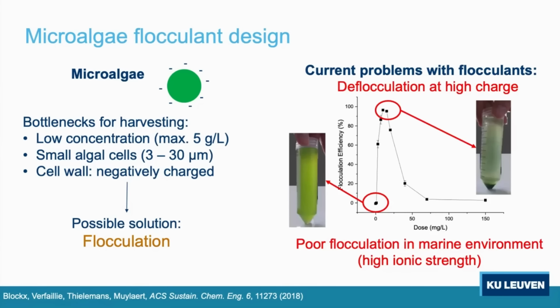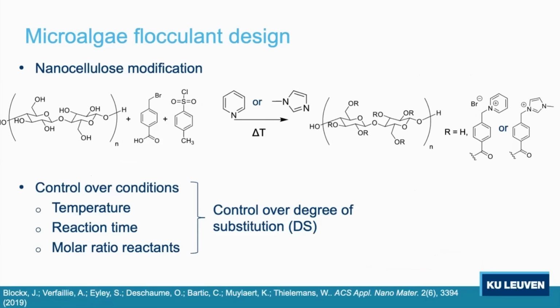restabilize your suspension again. The second thing is that the most interesting microalgae from a sustainability point of view are grown in marine water, in marine environments, so in salt water, because we have a lot more salt water. And most flocculants don't work in high ionic strength because they coil. We have a benefit. We have CNCs. They're rigid. They cannot coil. So we made CNCs with positively charged groups, pyridinium and imidazolium groups, and we can control the degree of substitution by temperature, reaction time, and the reagent concentration.